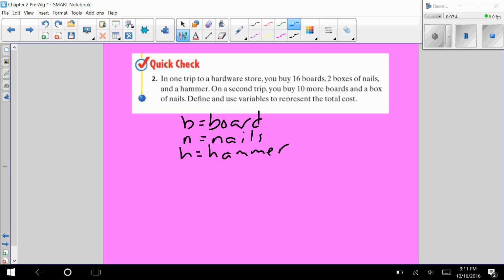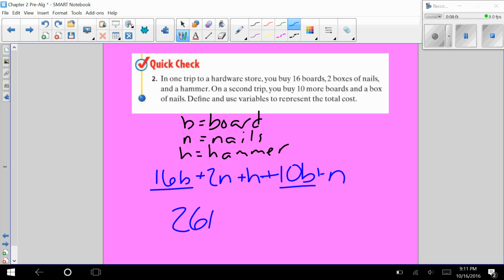When we write our expression, we buy 16 boards, 2 boxes of nails, and a hammer, and 10 boards, and 1 more box of nails. Now let's add our coefficients mentally. 16b and 10b becomes 26b. 2n and n make 3n. And then that h is still all by itself.